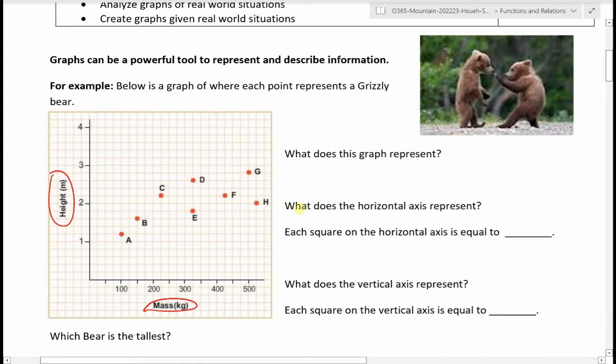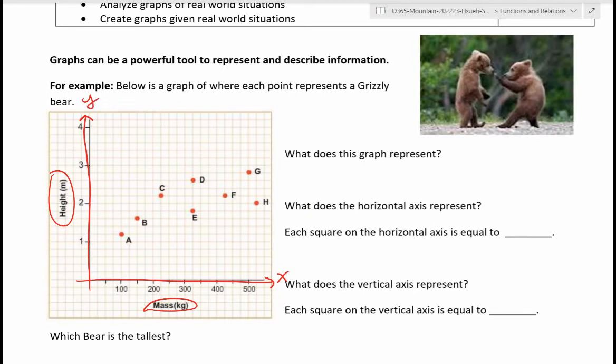Okay, so recall, this is the horizontal axis. That's the one on the bottom. This is your horizontal axis. Usually we call it the x-axis. And this is your vertical axis, and we usually call this the y-axis. Okay, so what does this graph represent?